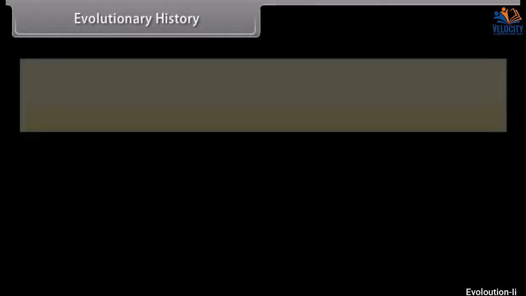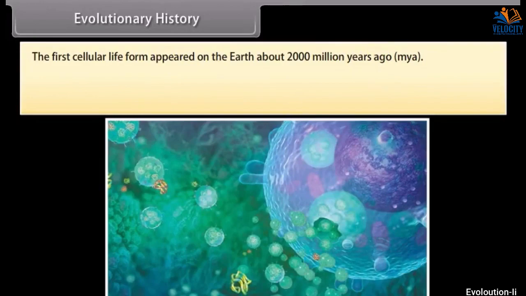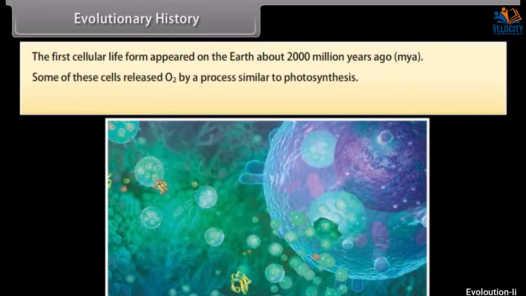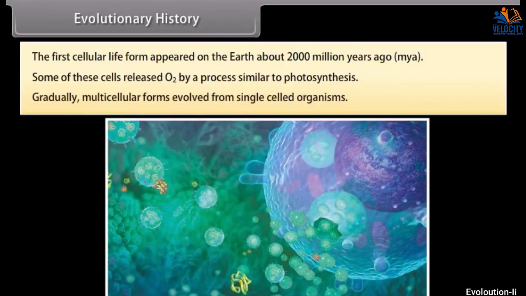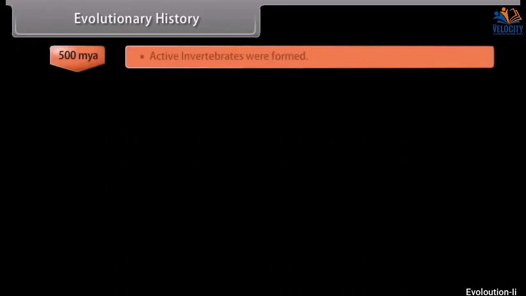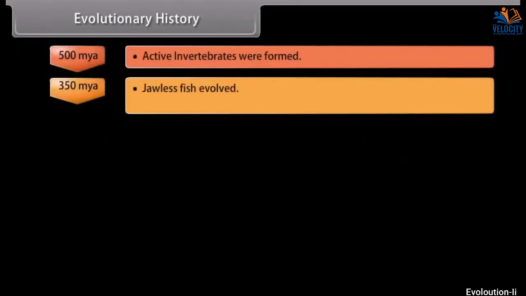Evolutionary history. The first cellular life form appeared on the earth about 2000 million years ago, MYA. Some of these cells released oxygen by a process similar to photosynthesis. Gradually, multicellular forms evolved from single-celled organisms. Further, evolution can be traced as follows.